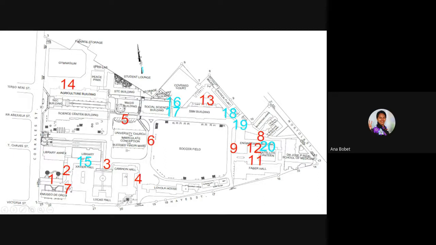16 and 17 is also parking. 16 is actually a small parking area near the covered court. That's for motorcycles again for our PPO. So let's start with the data.